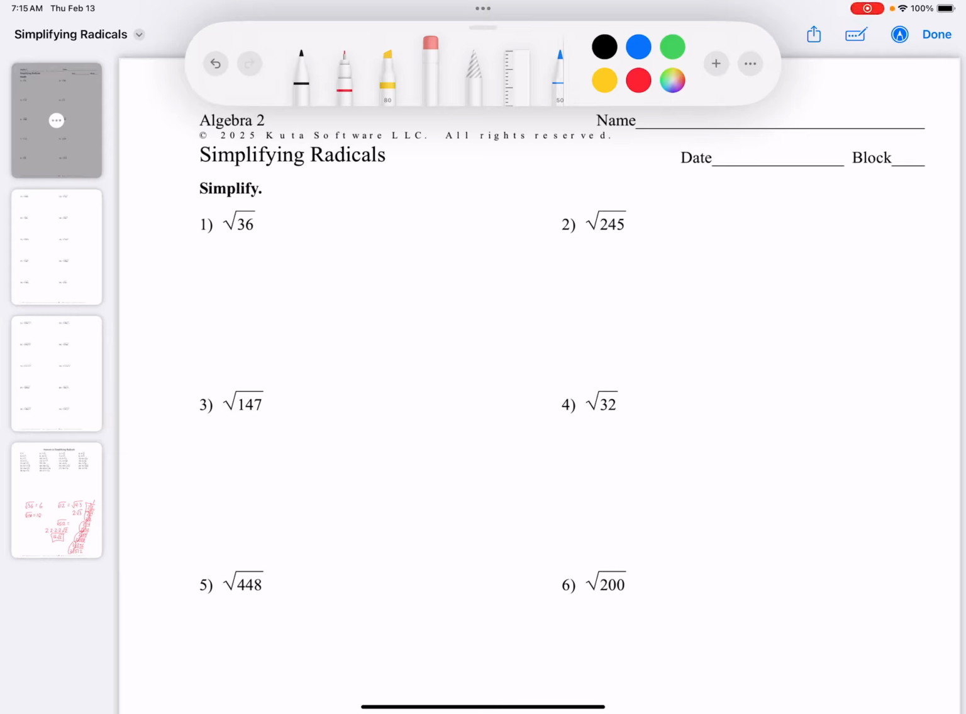Hello, ladies and gentlemen. Today we're going to be going over simplifying radicals. In this video, I'm going to go over what I call the factor cake method of simplifying radicals. And we are going to be using prime factorization in order to factor these numbers.